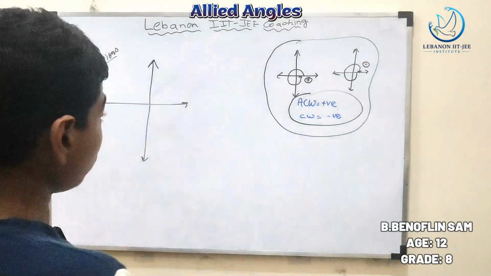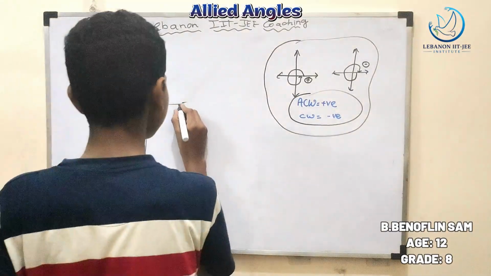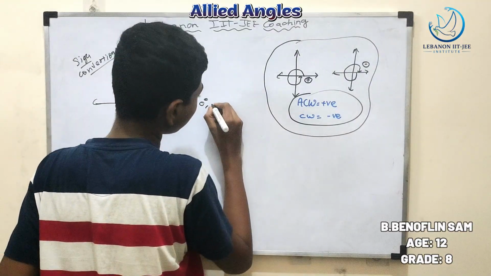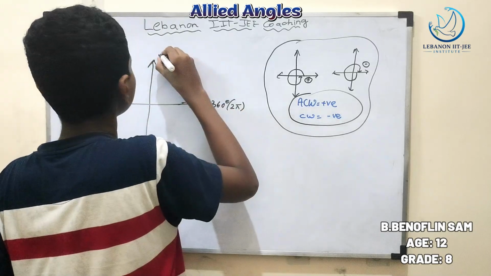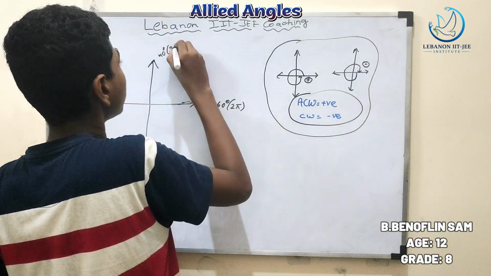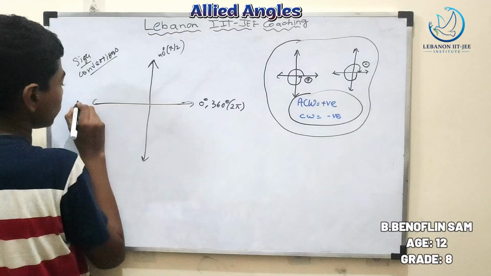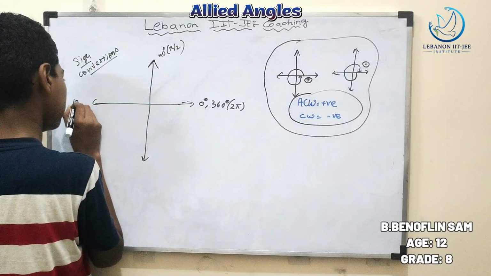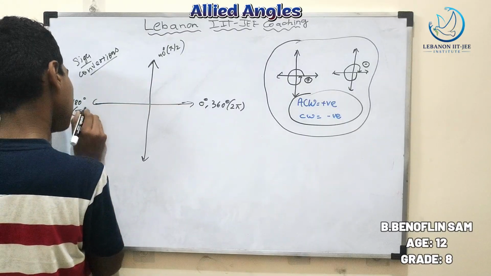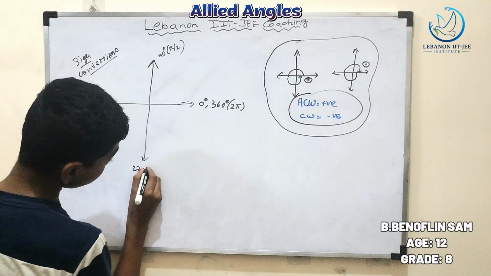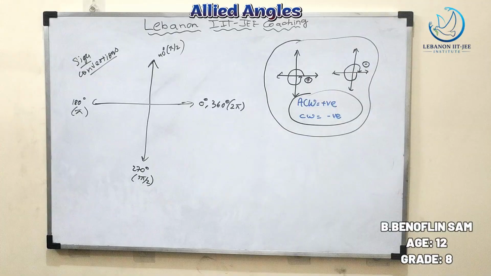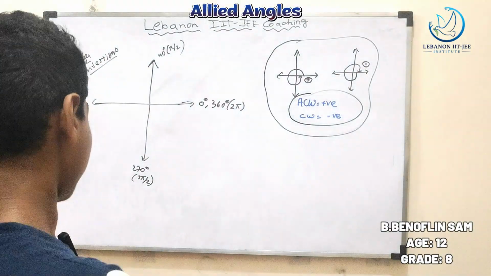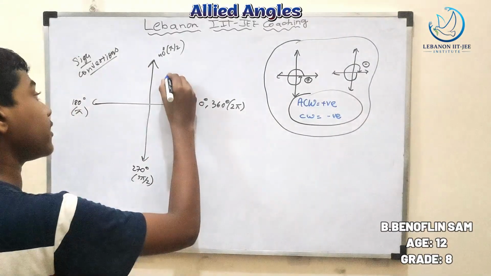Sign conventions. Okay, so this one you take as 0 degree or 360 degree. Then 90 degree, which is pi by 2. Then 270 degree, which is 3 pi by 2. I wrote it like this as the graph method. See, I'm going to write like this.